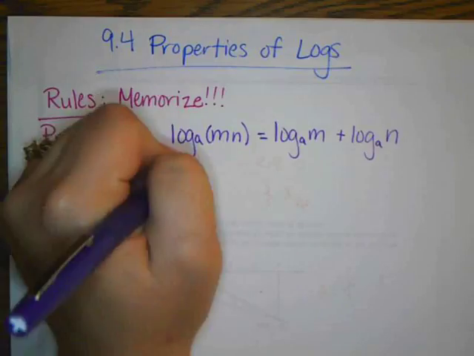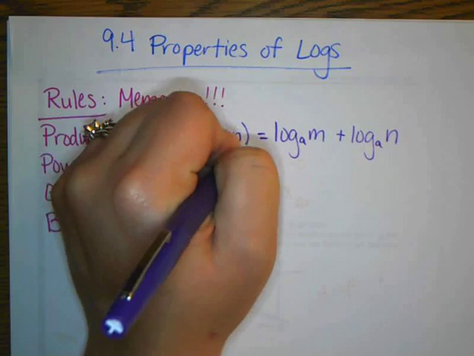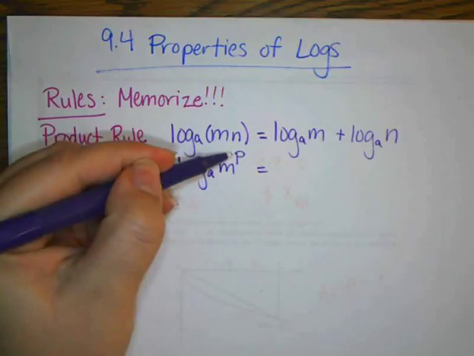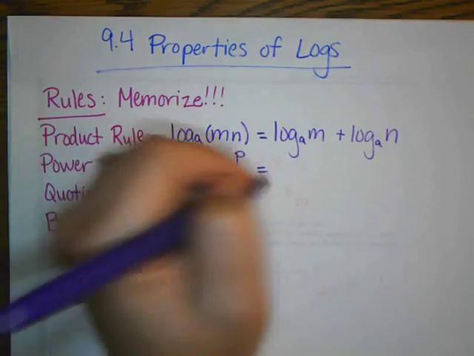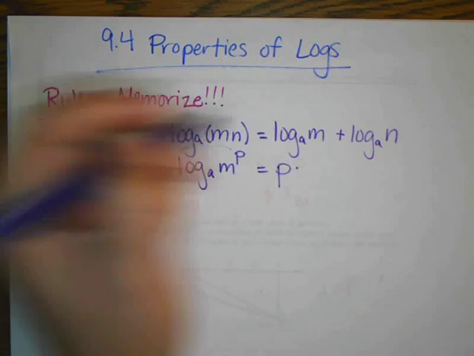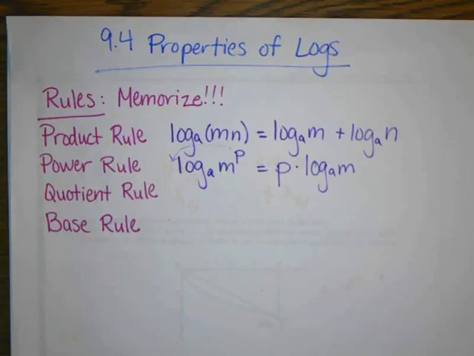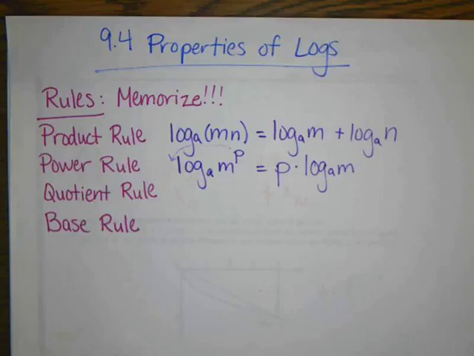The power rule says the log base A of m to the, say, p power moves the exponent out in front and turns it into a leading coefficient. So it's now p times log base A of m. So that exponent just moves out in front and multiplies times the log.